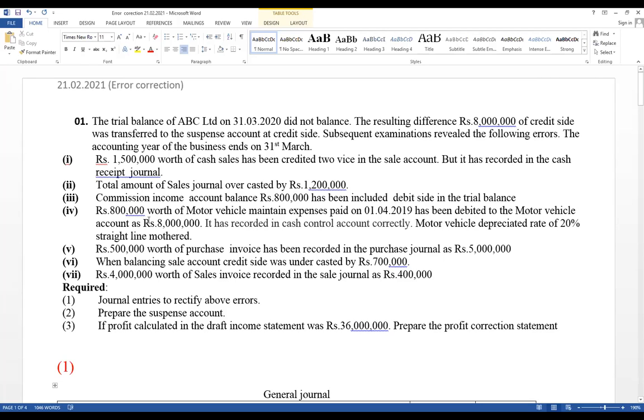And the suspense account debited with the difference, 7,200. Motor vehicle account credit 8,000. Maintenance expense account debit 800. And suspense account debit 7,200.